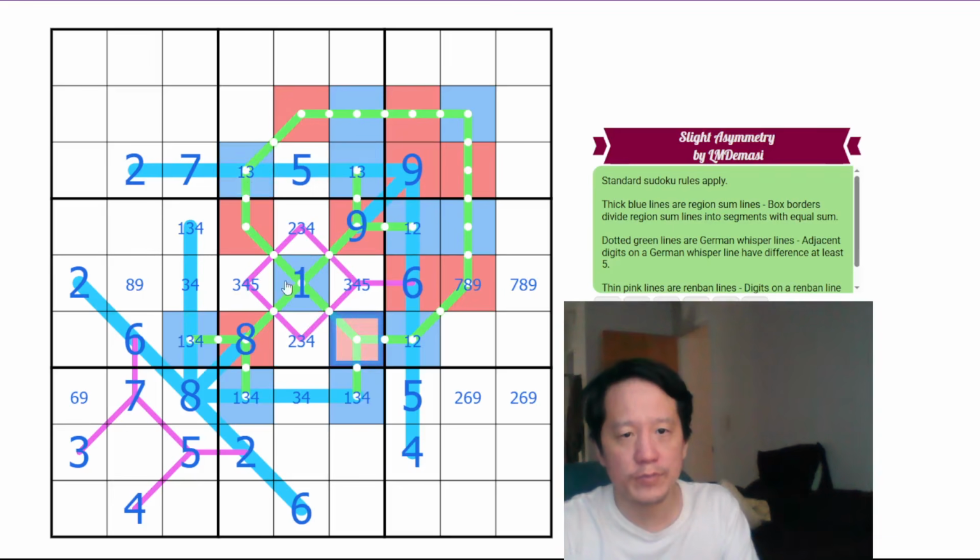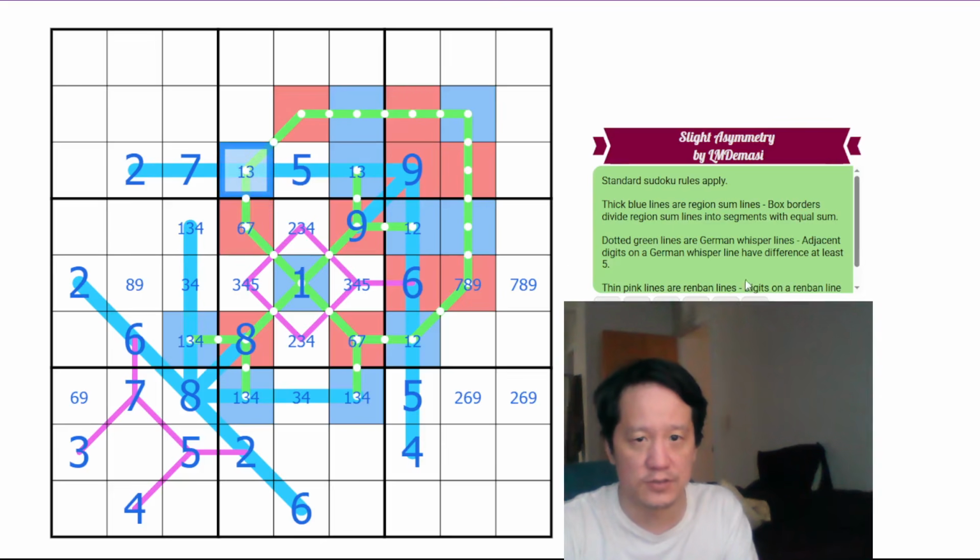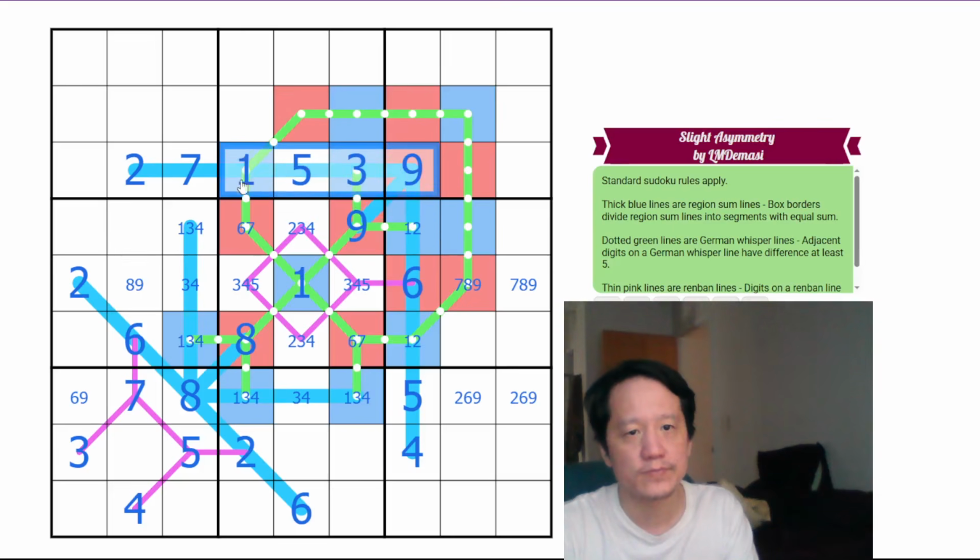So, remaining digits in the central box are 6 and 7. Well, what digit can be next to 6 or 7 on a Whisper 5 line? 3 cannot be next to 6 or 7, so this must be 1, which makes this 3. 6 and 7 can be next to 1 or 2 here, that's fine.